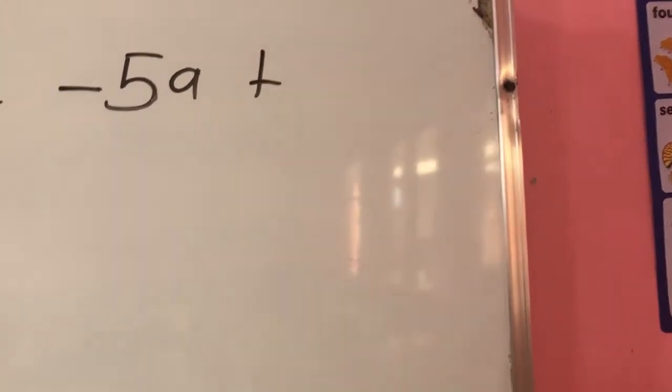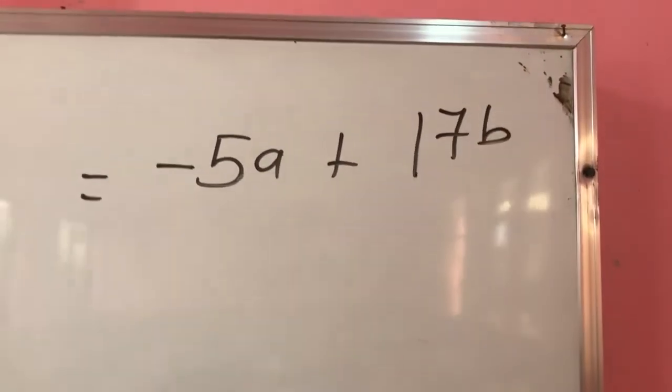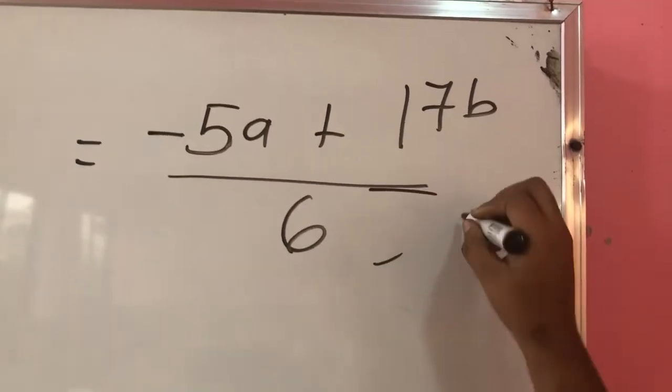Then you have what? 8B plus 9B will give you what? A 17B. Then all over what? Your LCM, which is 6. So this is your final answer.